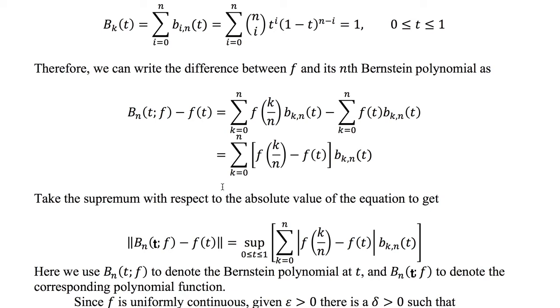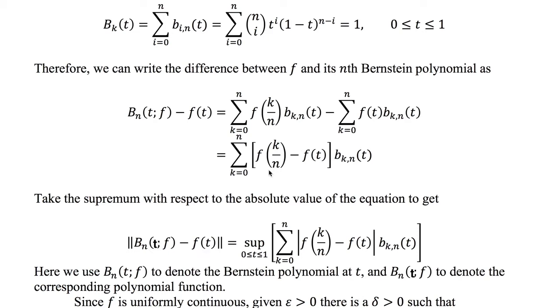Remember that the Weierstrass approximation theorem states that if f is a continuous function over the closed interval, then we know that it can be uniformly approximated by a polynomial. And that means for all epsilon greater than 0, there exists a polynomial p such that the sup norm of the difference between f and that polynomial is less than epsilon. Therefore, we should consider the sup norm.